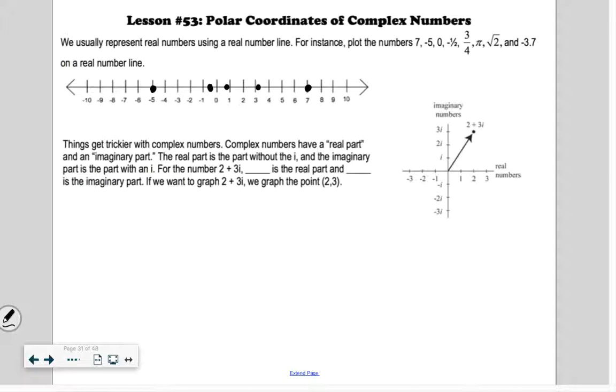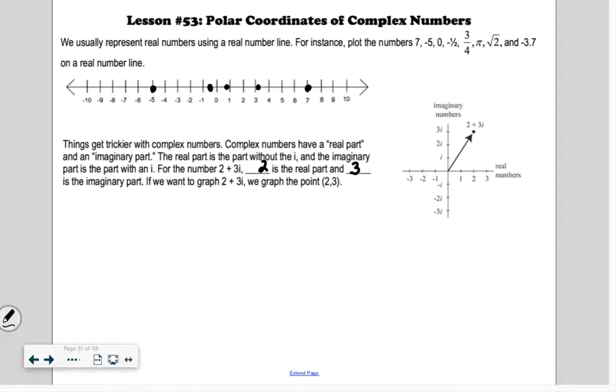plane. So it's a little bit harder. Things get trickier with complex numbers. Complex numbers have a real part and an imaginary part. We talked about this back in Algebra 2. Do you remember the real part and the imaginary part? If you have the number 2 plus 3i, its real part is 2 and its imaginary part is 3.